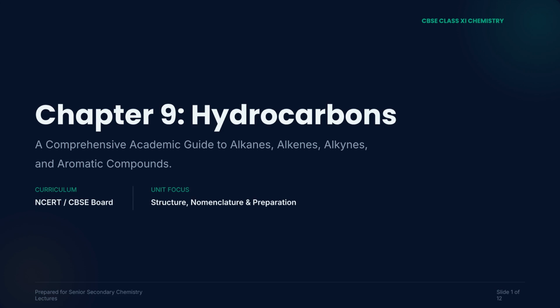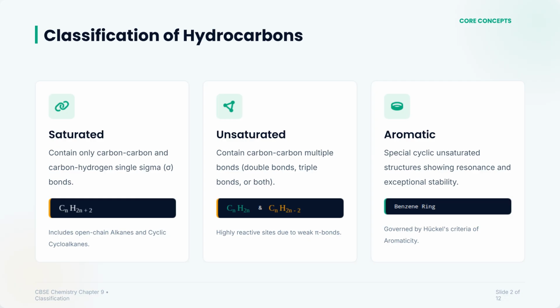Welcome to this video on Chapter 9, Hydrocarbons. This guide covers the structure, nomenclature, and preparation of alkanes, alkenes, alkynes, and aromatic compounds according to the CBSE chemistry curriculum. Hydrocarbons are classified into three main groups.